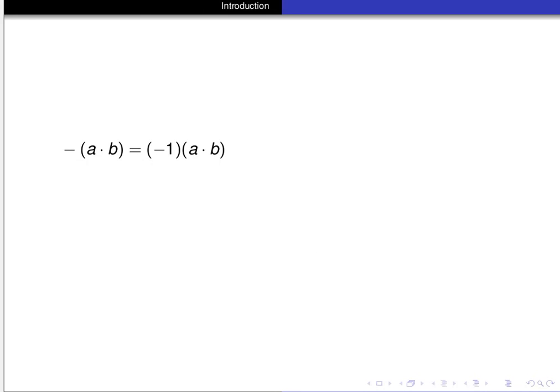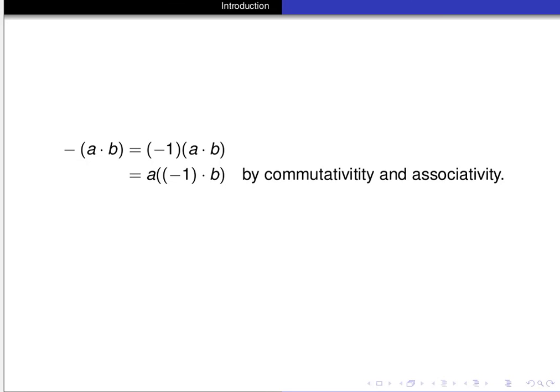Okay, the other one's very similar. Again, the additive inverse of the product of a and b is negative 1 times the product of a and b. We can use commutativity and associativity of multiplication to rearrange that and do the product of negative 1 and b first. The product of negative 1 and b, of course, is going to be the additive inverse of b. So, again, the additive inverse of the product of a and b can be viewed as a times the additive inverse of b. And that completes this video.